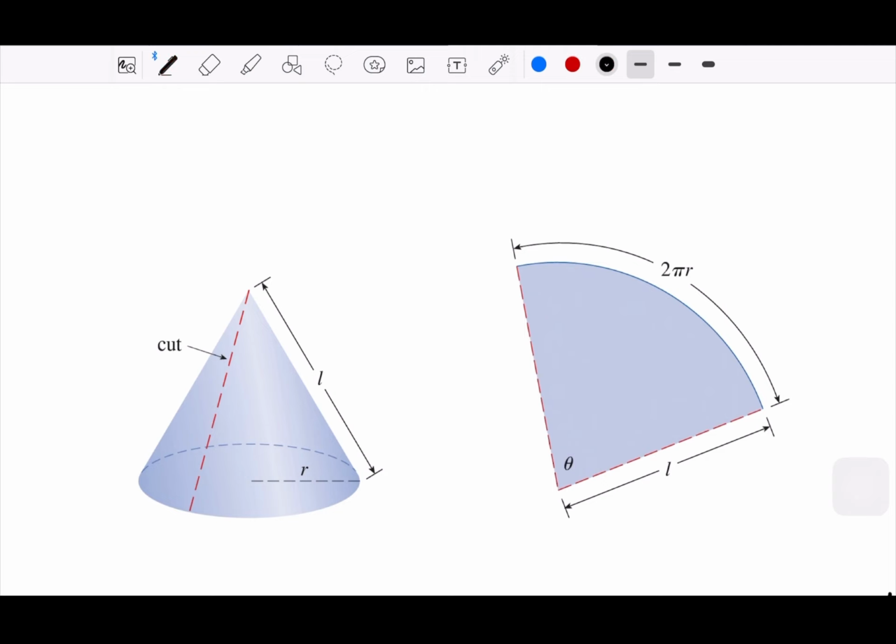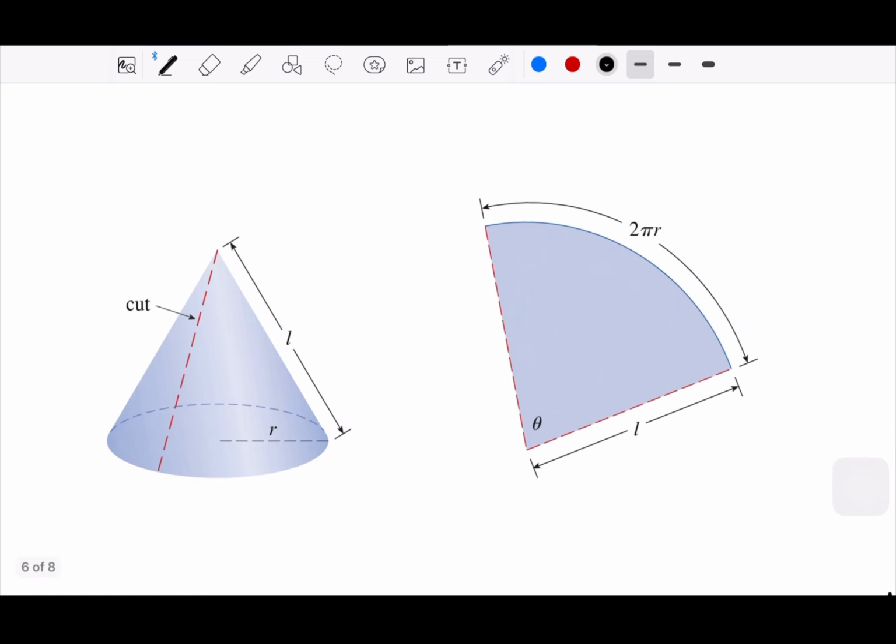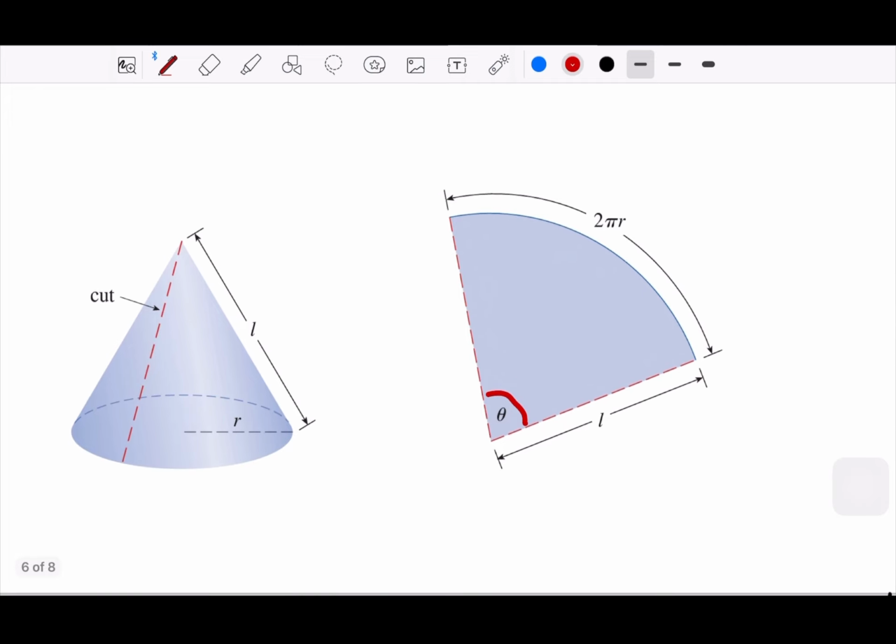So this is L, 2 pi r, and we have an angle here. We know this angle is needed because this is practically a cut of a circle, right? If we imagine that this is a full circle, then this is only some percentage of that circle, which means that we can make this theta over 2 pi for that area.